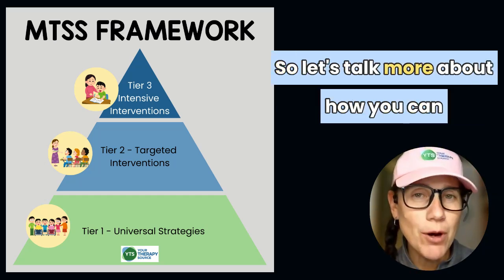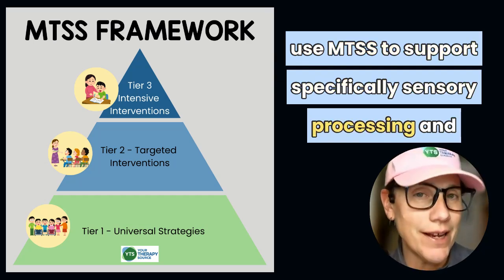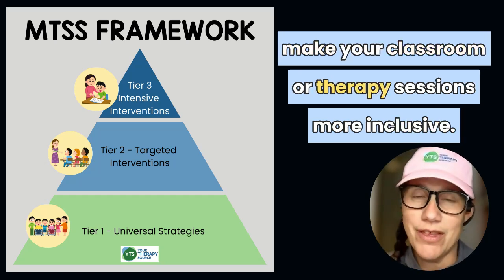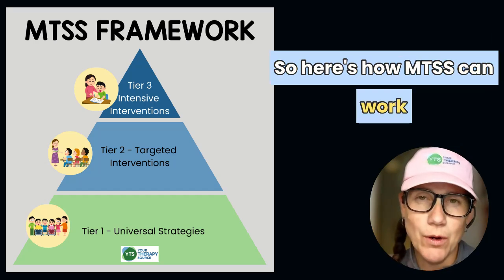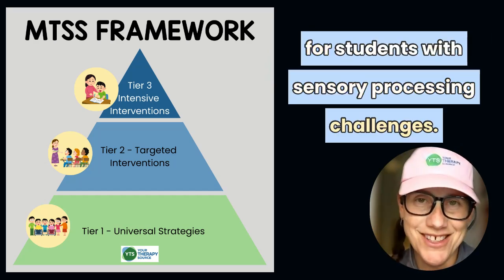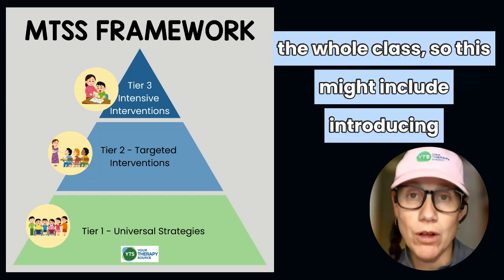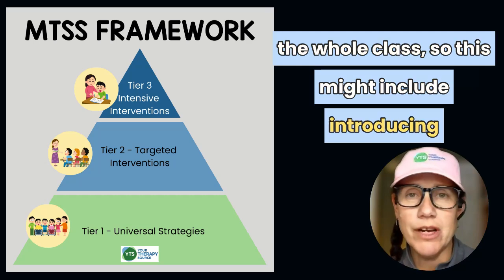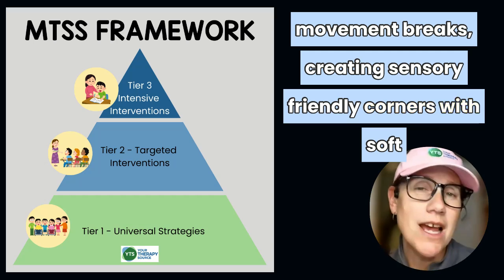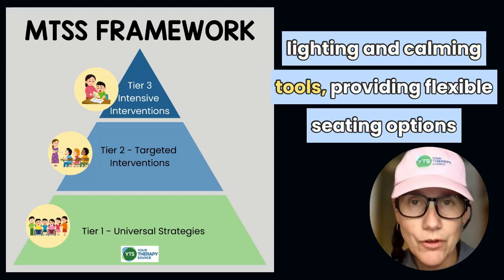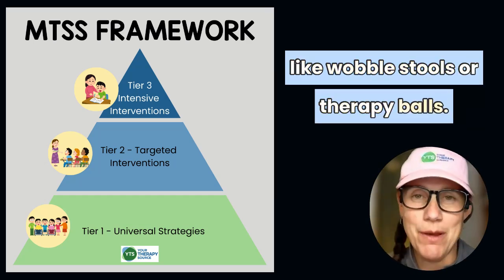So let's talk more about how you can use MTSS to support specifically sensory processing and make your classroom or therapy sessions more inclusive. So here's how MTSS can work for students with sensory processing challenges. At Tier 1, you will be focusing on the whole class. So this might include introducing movement breaks, creating sensory friendly corners with soft lighting and calming tools, or providing flexible seating options like wobble stools or therapy balls.